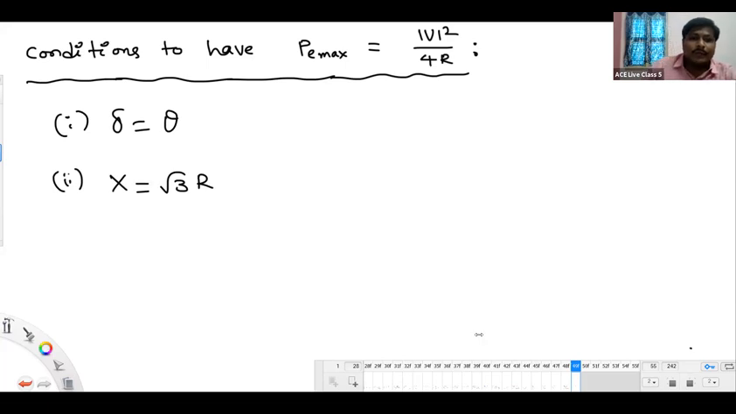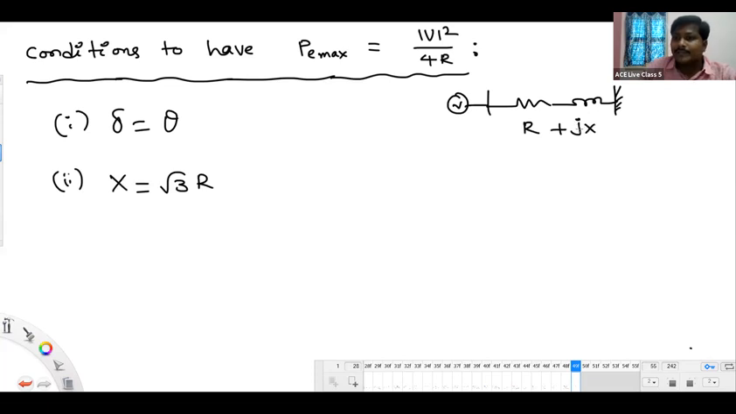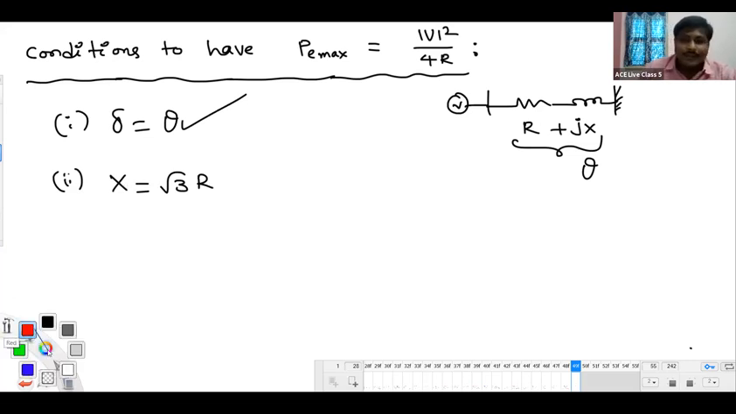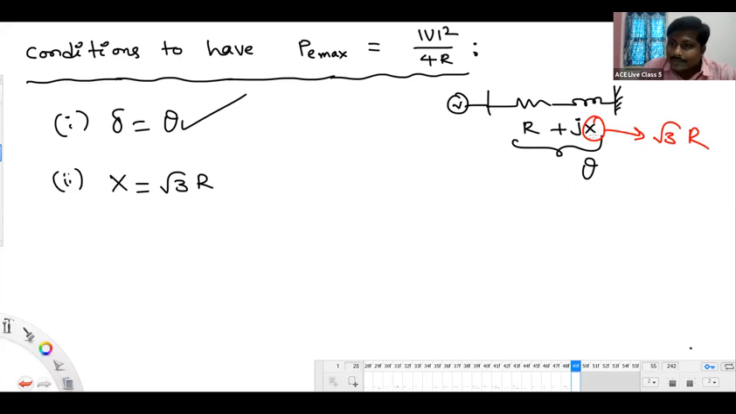Look here. Listen. For example, we have taken one transmission line or network like this. We have some already given R value and X value in the data. Based on this, we calculated the value of theta. Then I maintain delta equals theta. That's well and good. After that, we are varying the X value to a number root 3r. If we do that X variation as root 3r, definitely theta will vary, right?